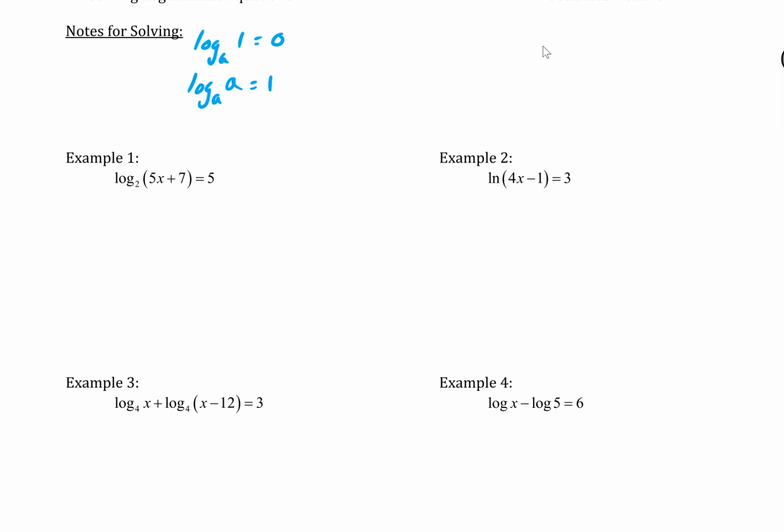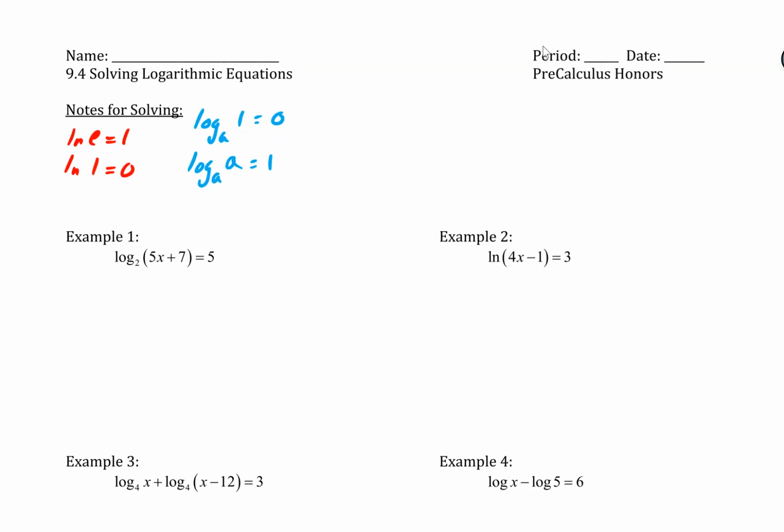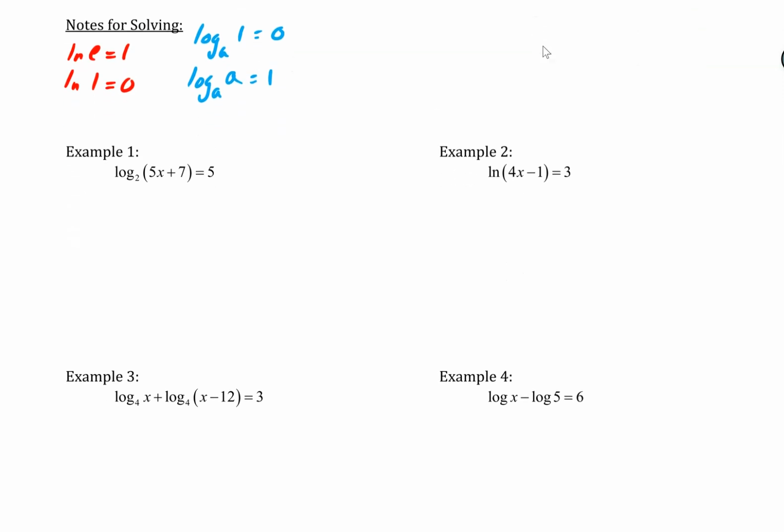What are some other important ones here too? We mentioned the natural log of e is also equal to 1, and the natural log of 1 is 0. So those are important facts that we've talked about in a previous video, but I just want to reiterate them again.